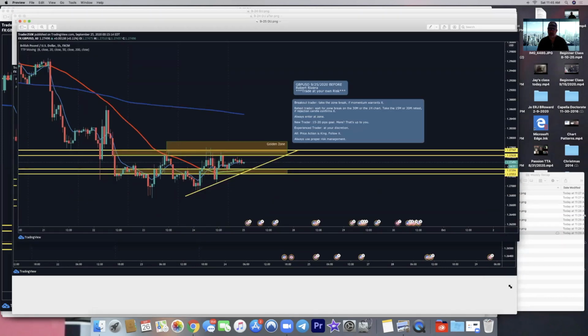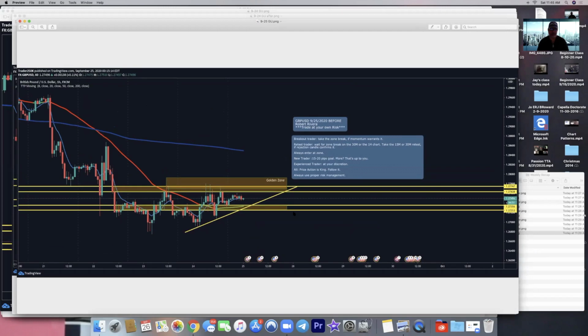GBP/USD, by the way, these have all been GBP/USDs. Again, a little messy here. Perhaps it looks a little messy for you guys. I know the new trader is probably thinking, again, that lower zone should be somewhere down here. But again, this is what I'm noticing. This is the beginning of the new day, right? This vertical line is the beginning of a new day.